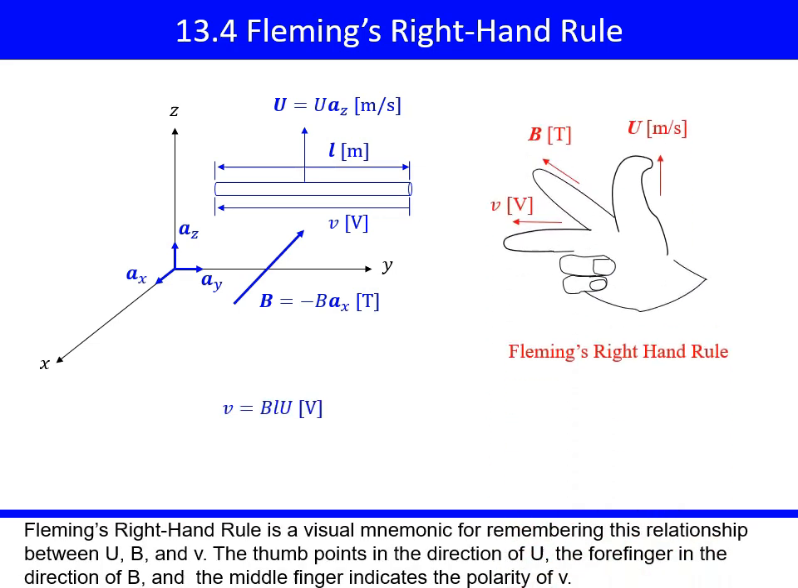Fleming's right-hand rule is a visual mnemonic for remembering this relationship between u, B, and V. The thumb points in the direction of u, the forefinger in the direction of B, and the middle finger indicates the polarity of V.